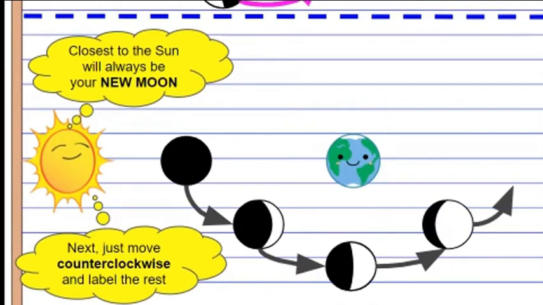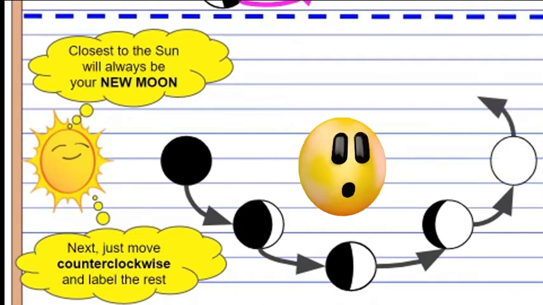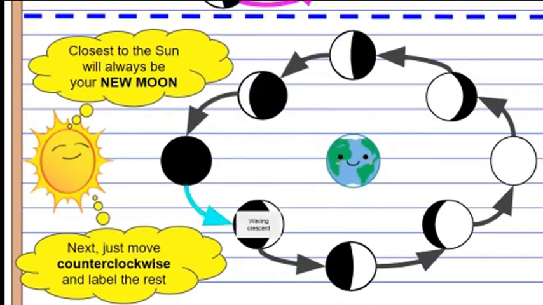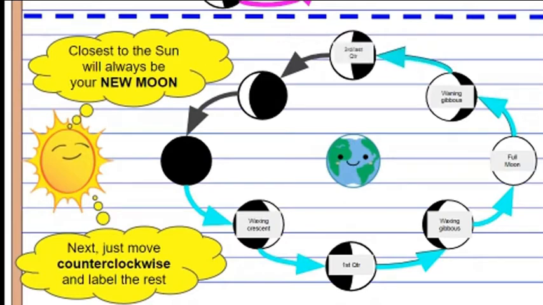Remember, the first three phases are waxing phases. The light is going to be on the right. Then we get to the full moon and then the light changes to the left. Our first phase after the new moon is our waxing crescent again. First quarter, waxing gibbous, full moon, waning gibbous, third and last quarter, waning crescent, and finally back to our new moon.